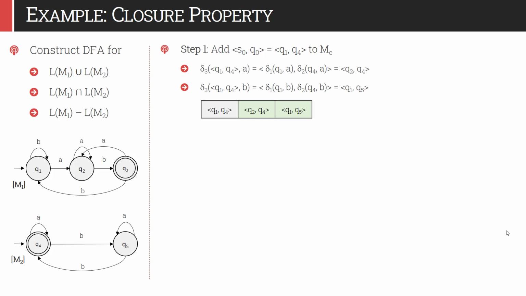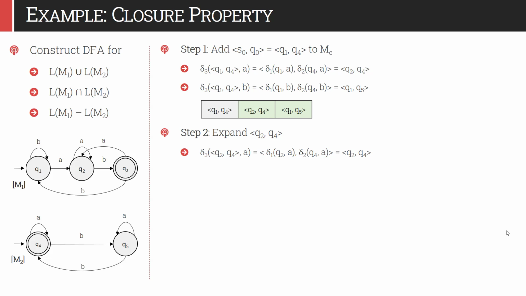So one by one states we will pick up from the Q and we will expand it. So let us expand the Q2 Q4 state. We will read A from Q2 Q4 and find out what the output is, and then we will expand it for input B. When we apply the delta transitions for input A on Q2 Q4, we are getting Q2 Q4 itself as an output.